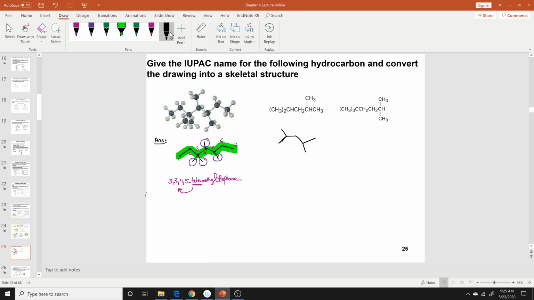Now when you choose your longest chain, go ahead and highlight. It's going to be 1, 2, 3, 4, and 5. This is the most I can get out of it, so it's a 5 carbon chain. Numbering from this side or this side doesn't matter because both sides give my first substituent carbon number 2. So I have 2, 4 dimethyl because I have 2 CH3s over there, and it's going to be pentane.